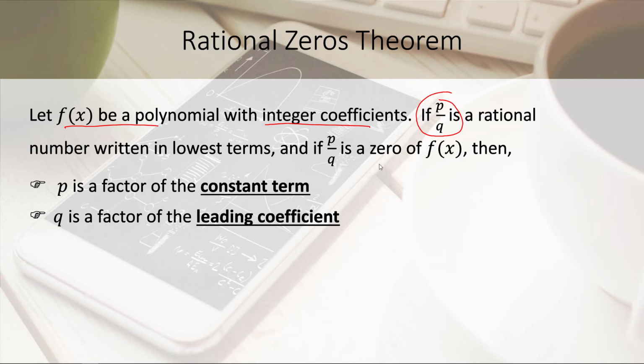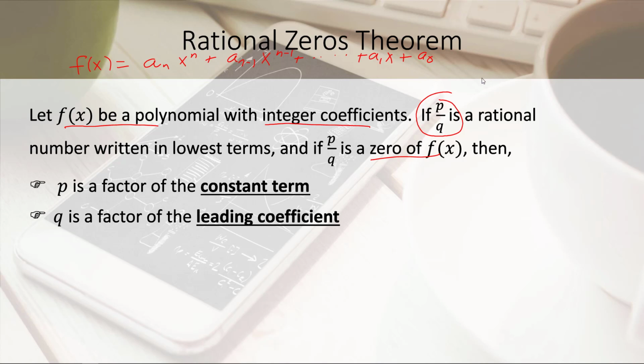And suppose that it's a 0 of f. Then p is a factor of the constant term, and q is a factor of the leading coefficient. So if you actually had a function f of x that looked like this, a sub n times x to the nth power plus a sub n minus 1 times x to the n minus 1, all the way down to plus a sub 1 x and then plus a sub 0.